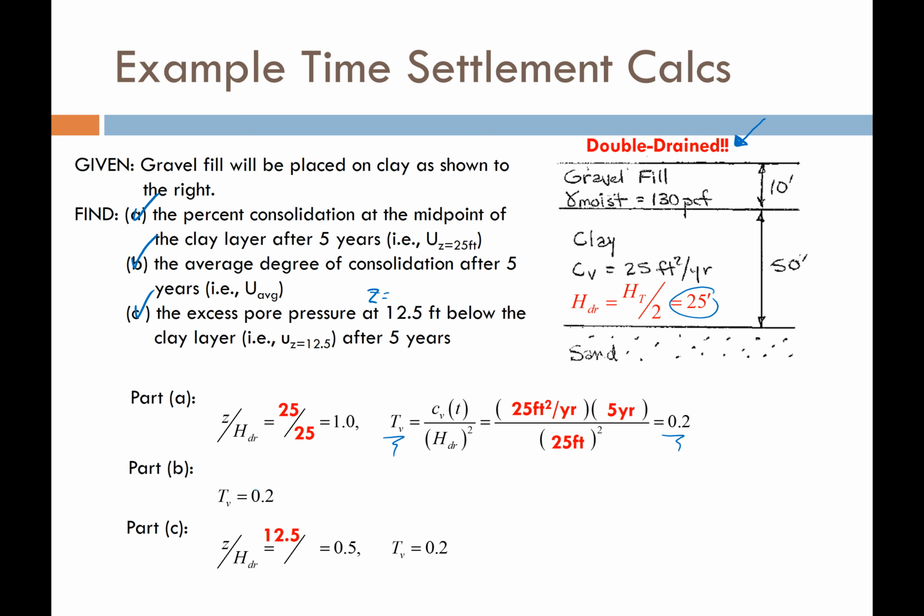For part B, all we need to solve for that is our T sub V value. We already have it, so we're going to hang on to that. For part C, let's go ahead and resolve that ratio. This time we're at a depth of Z equals 12.5 feet. So Z is 12.5, HDR is still 25 feet. So our ratio there is now going to be equal to 0.5, and our time factor is still 0.2.